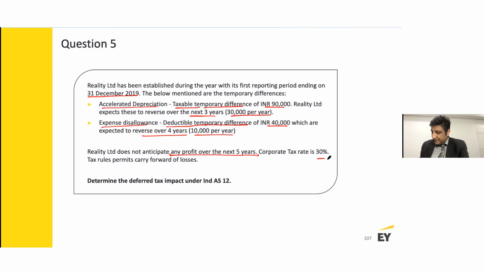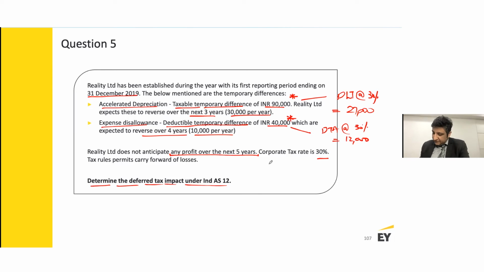The corporate tax rate is given as 30%. The tax rules permit carry forward of losses. The question says determine the deferred tax impact under Ind AS 12. Now, in a very simplistic manner, we can argue that if there is a taxable temporary difference of 90,000 and there is a deductible temporary difference of 40,000, we can create a deferred tax liability on this 90,000, which is 27,000. Likewise, on this 40,000, we can create a deferred tax asset at the rate of 30%, which would come, of course, 12,000, right? But the problem is something else.